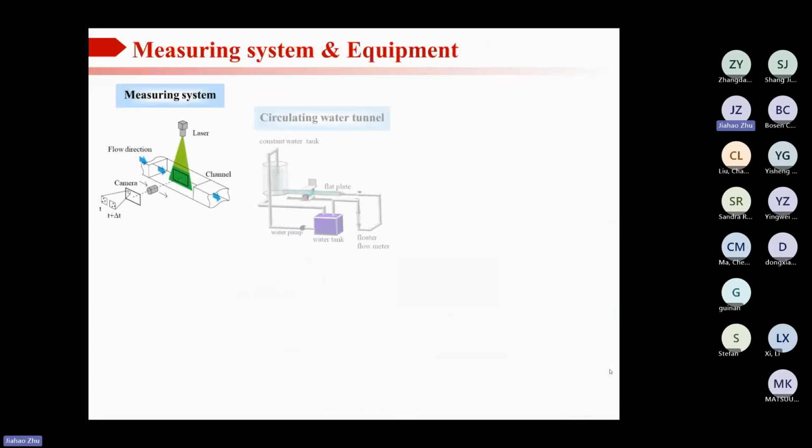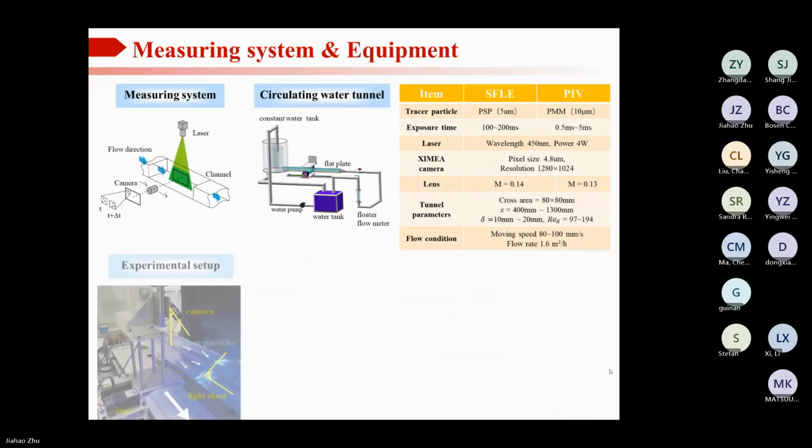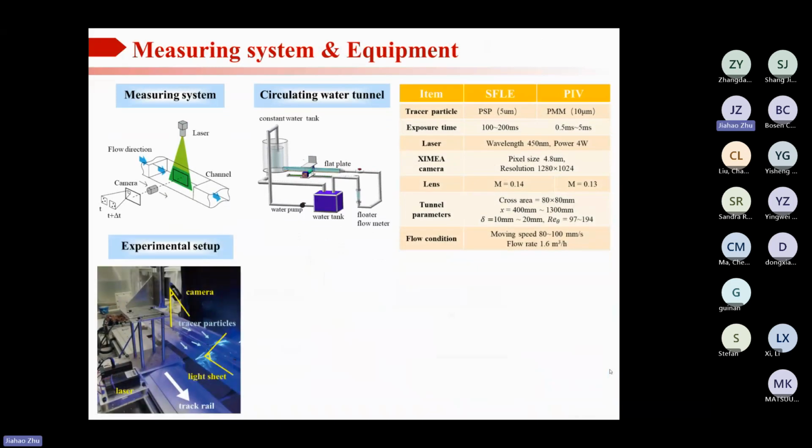And this is the measuring system and equipment we use. The first is the measurement system and experiment device. Here is a diagram of the circulating water tunnel experiment devices. The measurement object is the turbulent boundary layer of the channel.